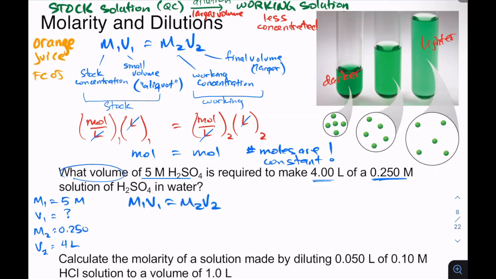And now let's plug in what we know. Or you could rearrange this one and then plug in what you know. Sometimes it's easier to do that: rearrange the variables first and then plug your numbers in. Since I have it very neatly organized, let's do that. We want to solve for V1, so we isolate V1. V1 is going to be equal to M2 V2 divided by M1.